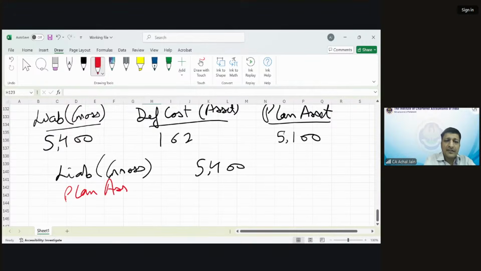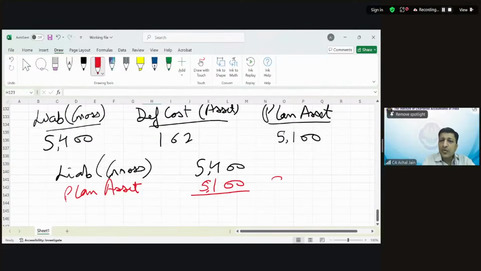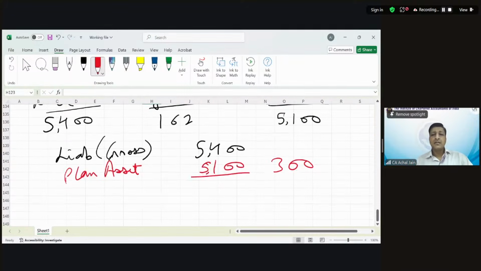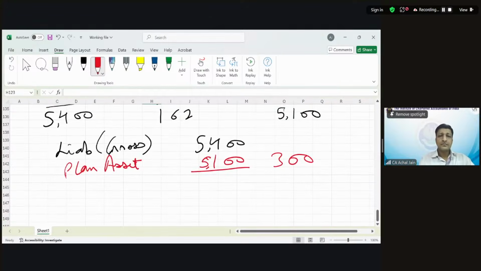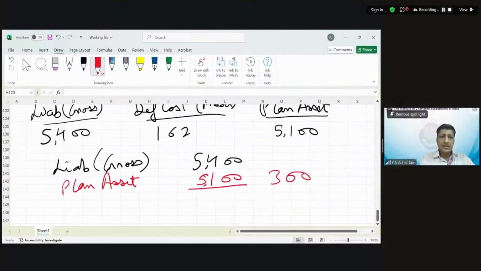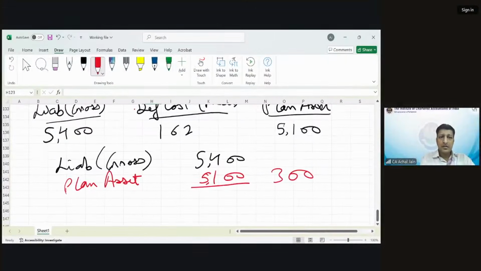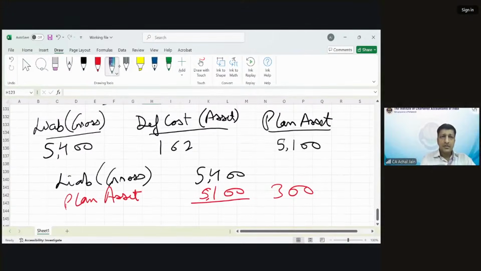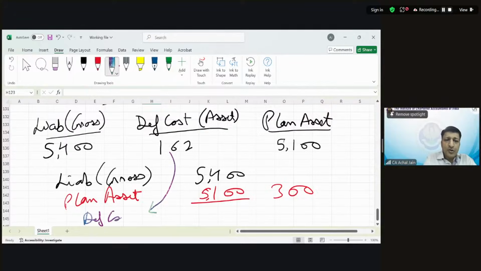Plan asset. You will reduce 5,100. So what are you left with? 300. From this 300, what do you do? This particular asset also needs to be adjusted. So the deferred cost, this particular asset.